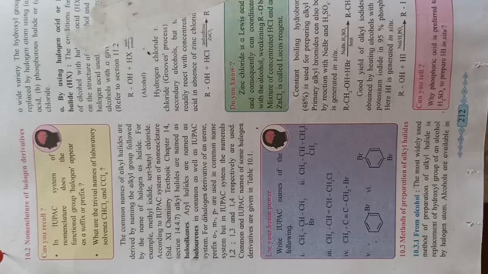Good morning, student. Today we are going to see the nomenclature of halogen derivatives of alkane. The nomenclature of halogen derivatives can be done in two ways: one is the common name system and the other is the IUPAC name system.